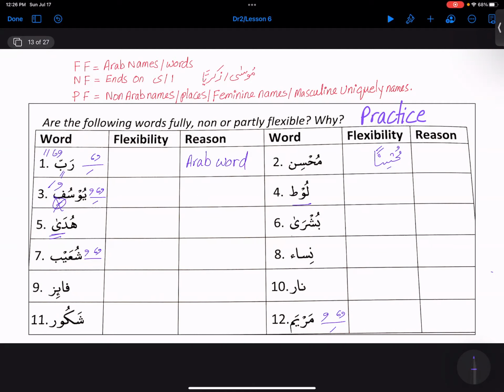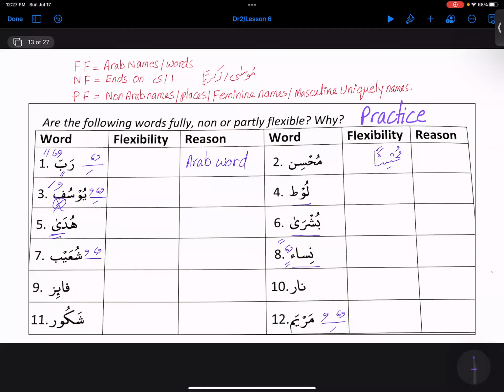Now, Bushra. This is non-flexible because it has alif maqsura. Very good. Bushra, Bushra, very good. Alhamdulillah. Next one, Nisa. Fully flexible, because this is an Arab word. So Nisa'un, Nisa'an, and Nisa'in. So it is going to be fully flexible.